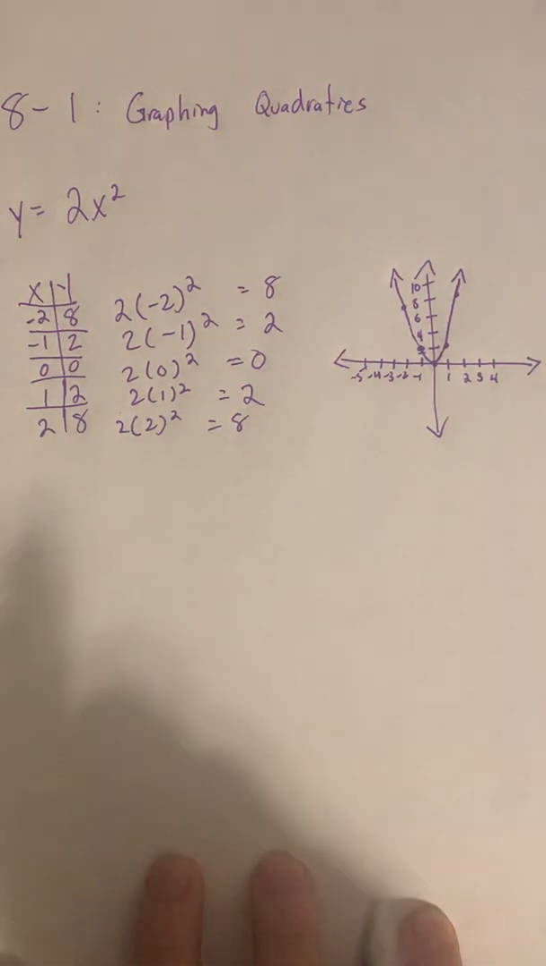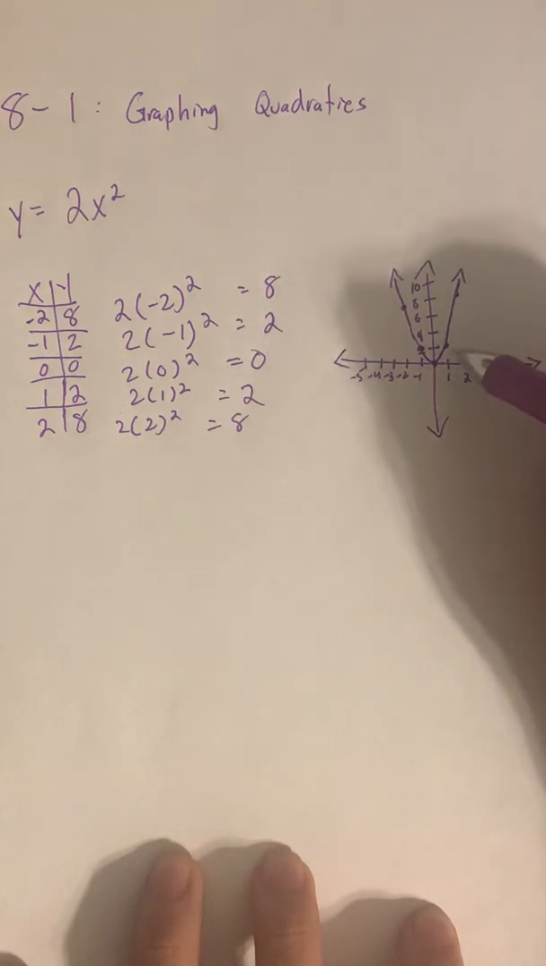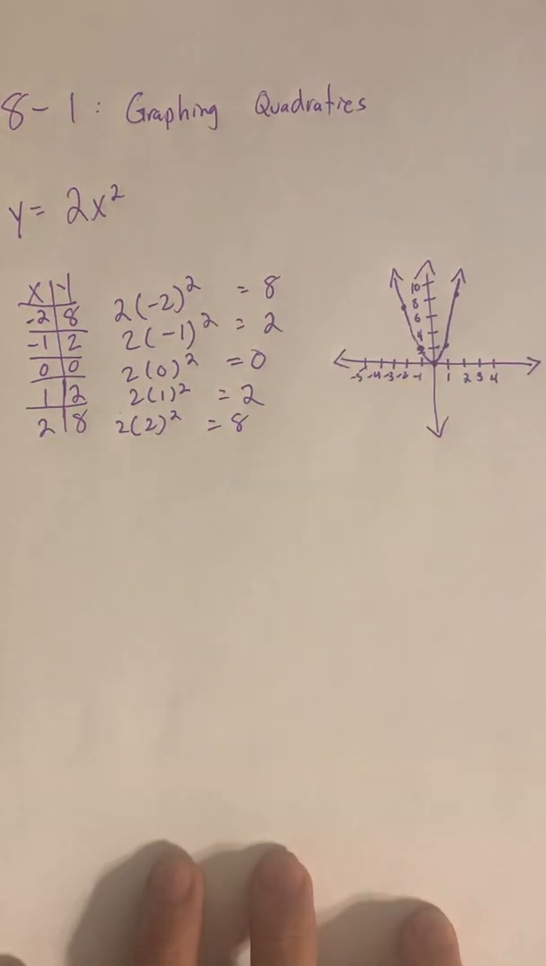So notice how the graph is kind of like a U. Just make sure it's not a point right here. It's not gonna look like a V, but it'll look like a U. So that is how we graph a quadratic equation. So let's move on to the next example.